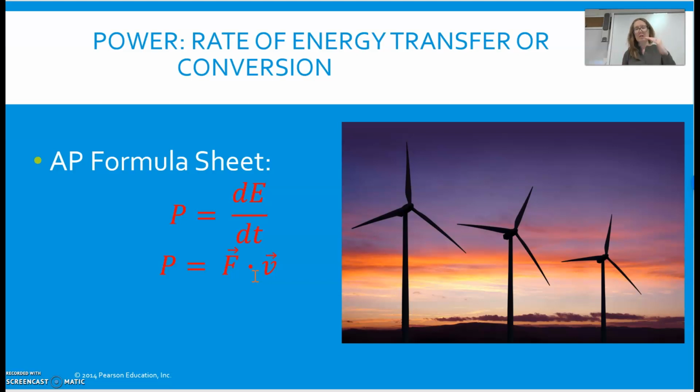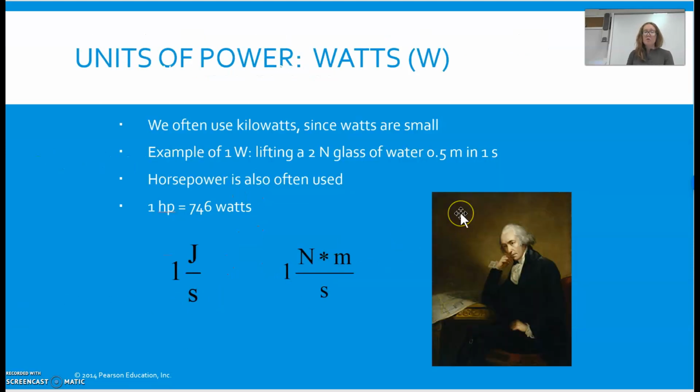I just put the windmills on here because that's a great example of conversion from kinetic energy to electrical energy. And the rate at which that is done is what's generating enough power to run appliances in people's homes. So the unit for this is the watt, which is named after this white guy here.